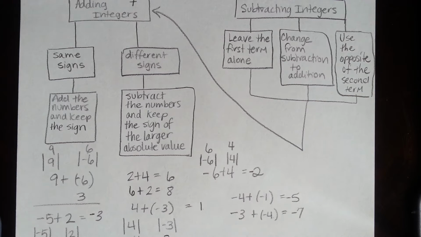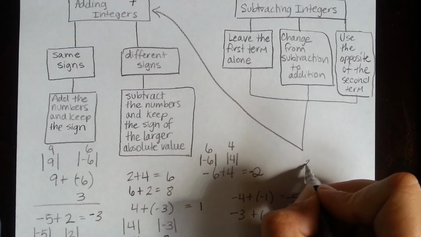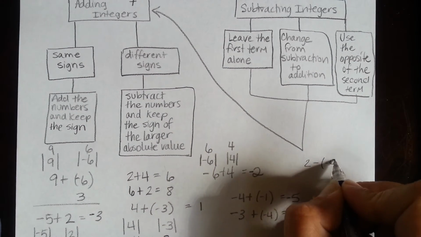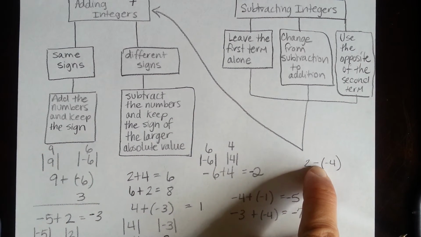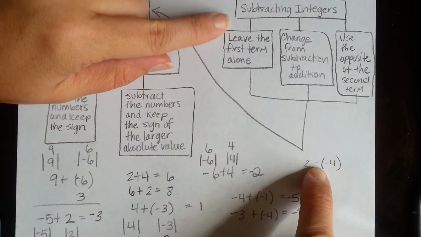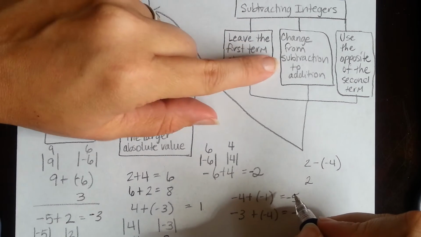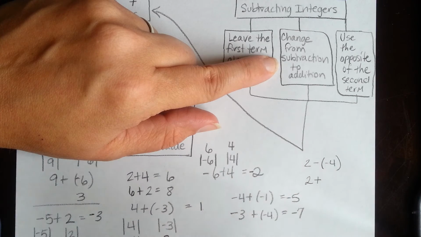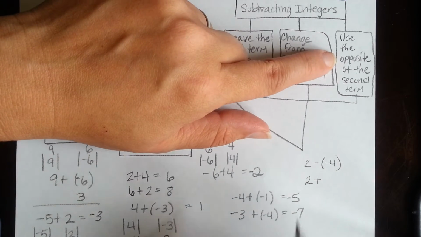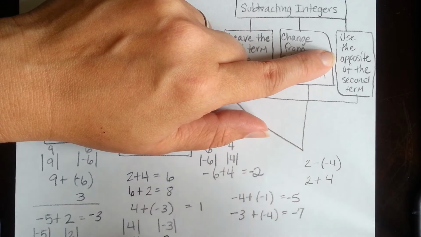Let's look at a few cases where we get to subtract the integers, or where we change subtraction to addition. Let's start with 2 minus negative 4. Notice the actual operation symbol is subtract, so we're over here at subtraction. It wants us to leave the first term alone, so we're going to leave it as a 2. We're going to change from subtraction to addition, so instead of a subtract sign, we're going to put an addition sign. And then we're going to use the opposite of the second term. So the second term is negative 4. Its opposite would be positive 4.